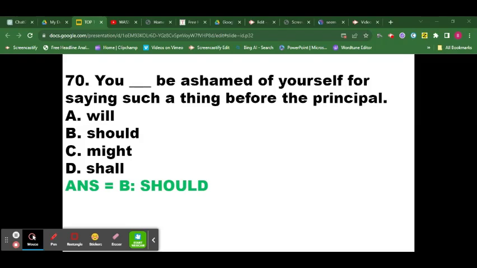So here we are dealing with the use of modal verbs, and should is often used for expressing moral obligation or necessity. So you should be ashamed of yourself for saying such a thing before the principal is an expression you use to talk about what is morally right to do in such a given situation. Okay. Such a modal verb, excuse me, can also be used in giving a piece of advice. For example, you can say you should apologize to the principal for saying such a thing in his presence.